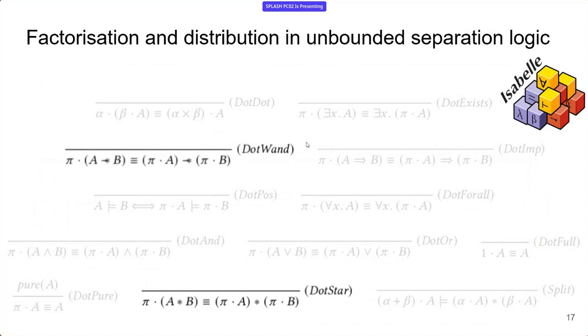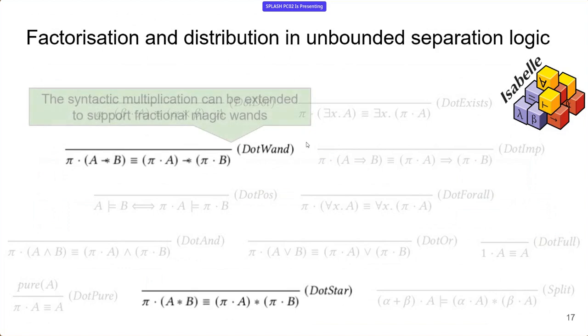And this one for the magic one, we can factorize and distribute over the star. And in particular, this shows that the syntactic multiplication can be extended to support fractional magic ones. So now we can go into these tools such as Viper and Verifast and add this construct in a relatively easy manner. So to conclude, I've shown you why we want fractional resources and how to use them.